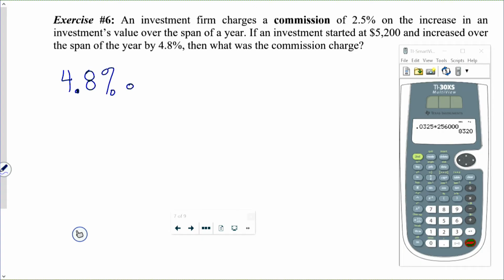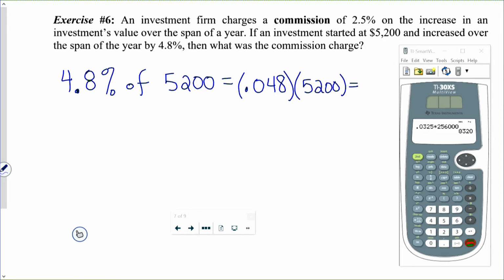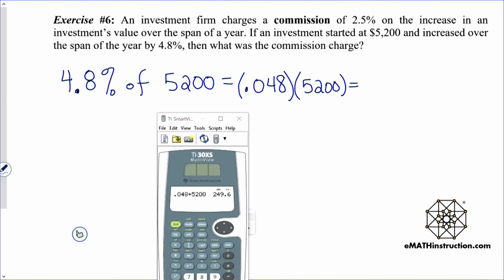And they tell me that it increased by 4.8% over the span of the year. So the first thing I'm going to do is figure out what 4.8% of my $5,200 is, right? And that's going to be 0.048 times 5,200, and let's figure that out on our calculator. 0.048 times $5,200. All right, so that gives me $249.60.